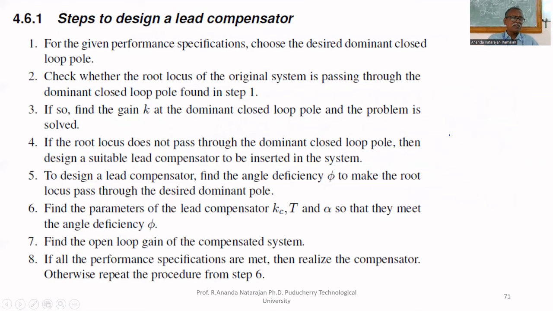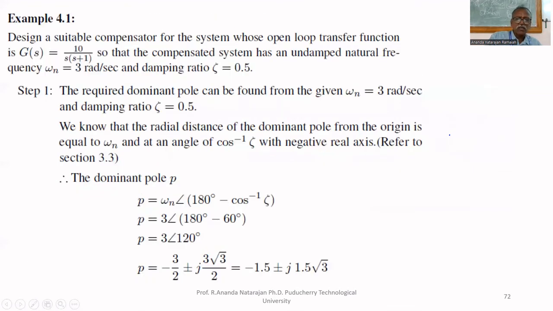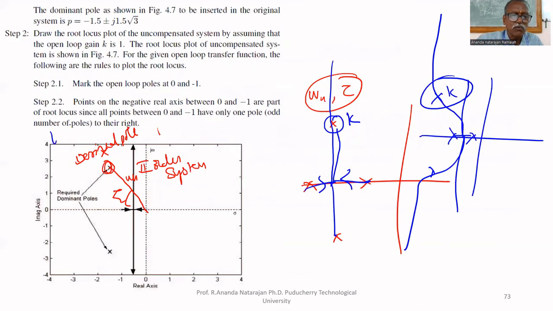How to design a lead compensator? The steps are, for a given performance specification, we have to find the desired location of poles. This is the desired location of poles. What is given? Zeta and omega n are given. So if this is the length, omega n is given, and angle zeta is given. So I can find the desired location of poles, P1 and P2. So I have to bend this root locus to pass through that P1 and P2.